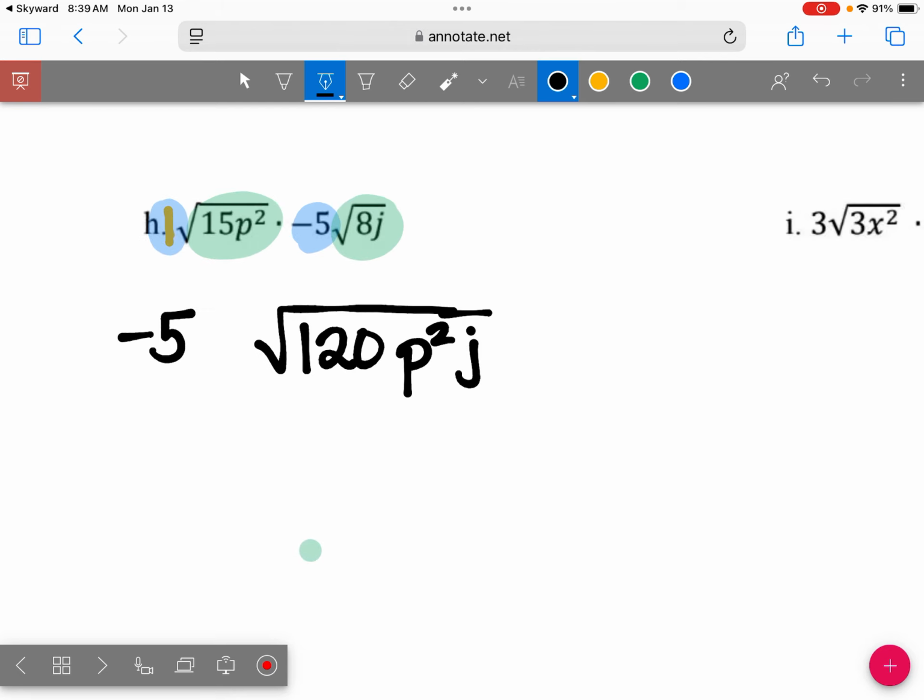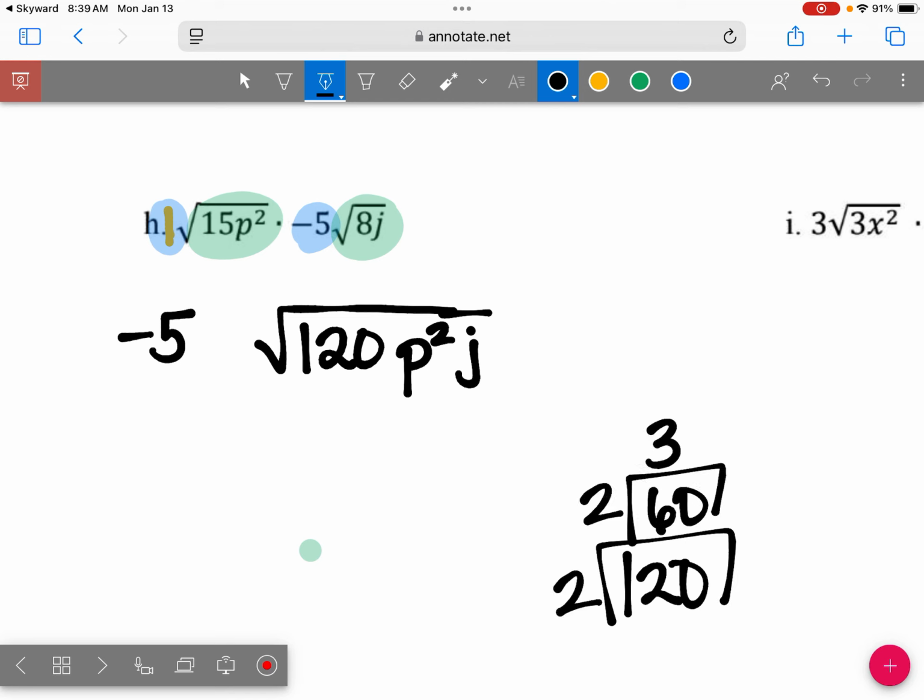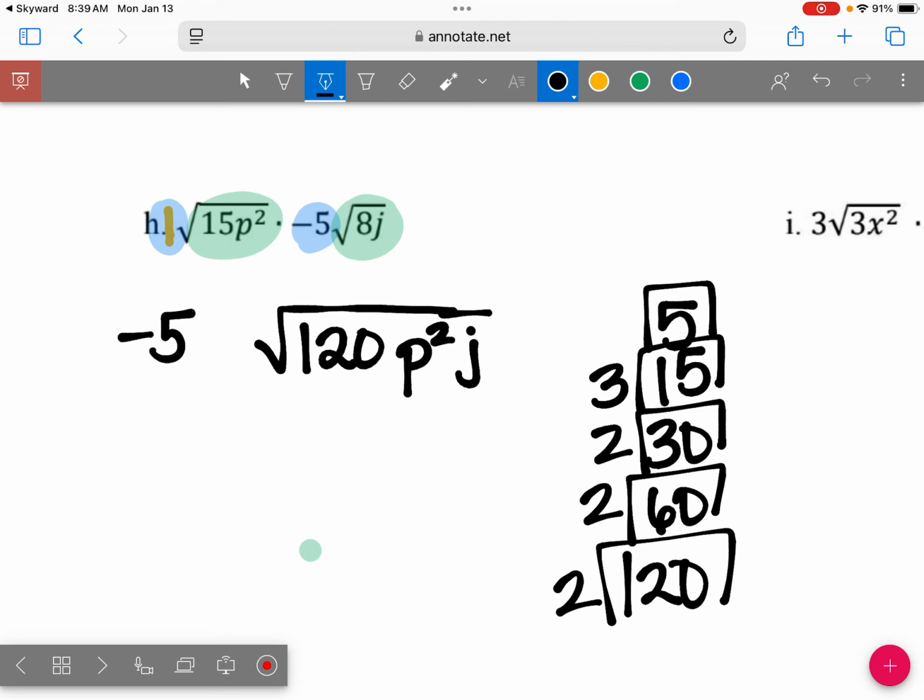Let's build our cake with the 120. So you always start by dividing it by 2. And you stick with 2 until 2 doesn't work anymore. Then you move to 3. And when 3 doesn't work anymore, then you go to 5. Okay, so this is my cake. I had 1 pair, and that's 1 pair of 2s. That can come out with the -5.